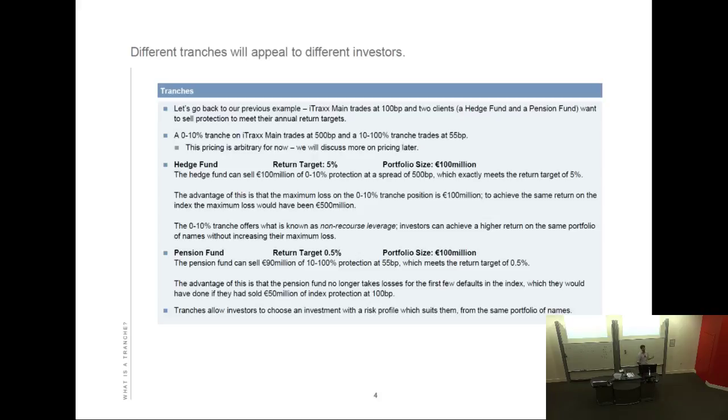And as you can imagine, for a bank or for a market maker, the tranches, the 0 to 10 and the 10 to 100 together are just the index. Right? So as a bank, if I have the hedge fund client and I have the pension fund client, and both of them are selling me protection on the tranches, what I end up with, if it's done in the correct sizings, is just index exposure. And then I can trade the index and be neutral, or I can trade the single names and be fully neutral.